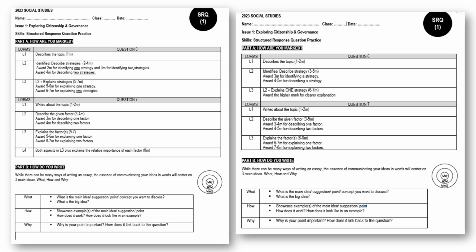Right now, on the left is the 3E set of notes, and on the right is the 3N set of notes. If you look very carefully at what we call the LOMs, these are LOMs. LOMs are level of response marking. It's basically how you are marked in both the O level as well as the N level paper.